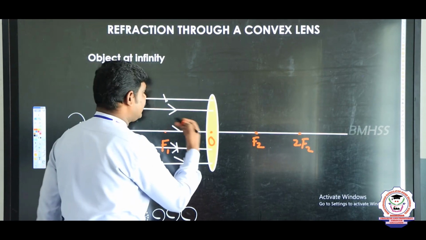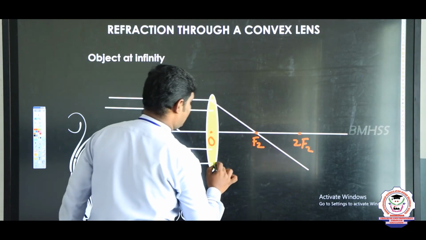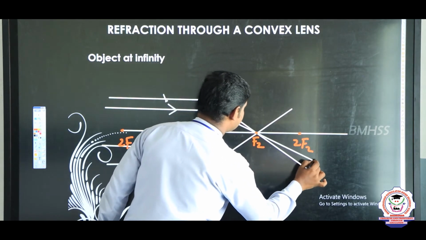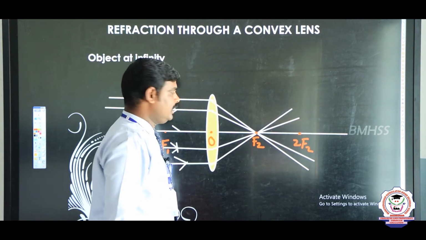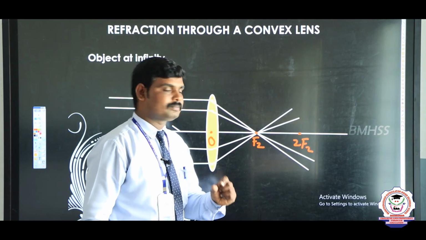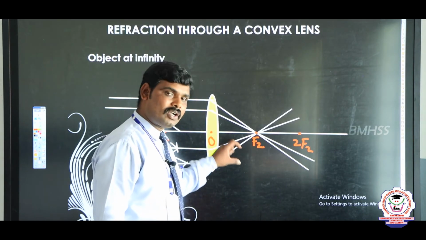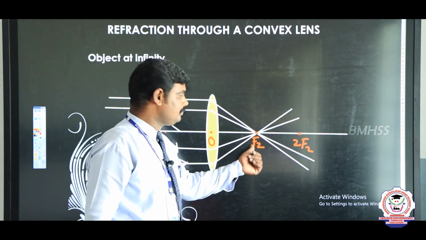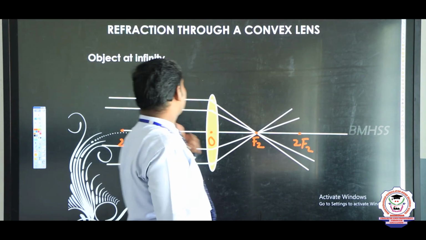Right? Then after refraction, all the lines will pass through the focus. So the image will form here only. Okay, my dear children, so here the image is formed. The size of the image is very small, or diminished. The nature of this image is real and inverted. The position of the image is at F2. This is the first case.